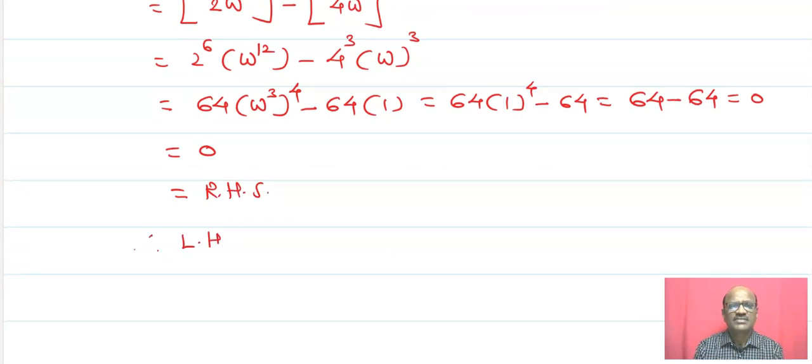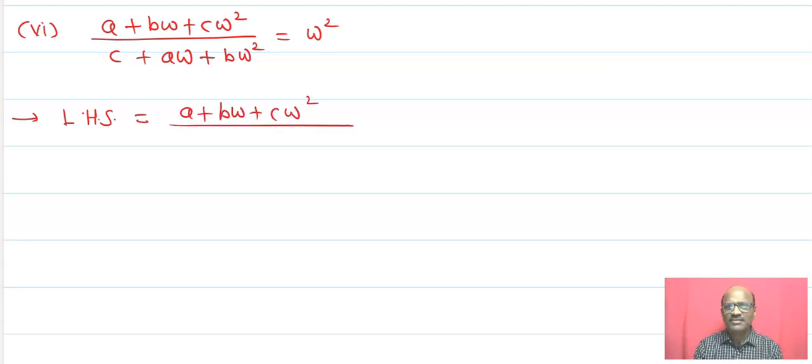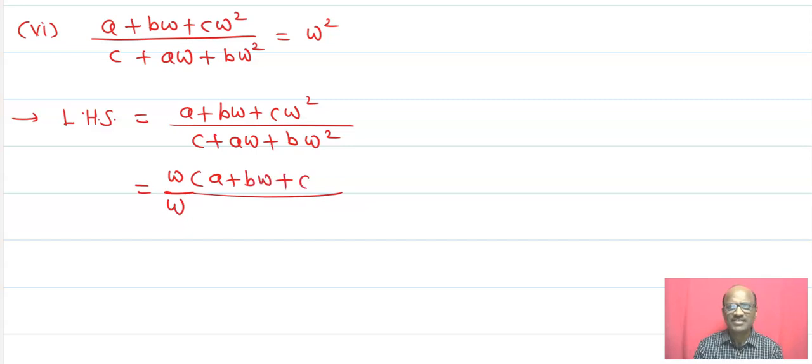Now the next is, therefore LHS is equal to RHS. Now the next example is also a very interesting example. Here omega is a cube root of unity. The LHS is equal to (A plus B omega plus C omega square) upon (C plus A omega plus B omega square). Mathematics is a very interesting subject.